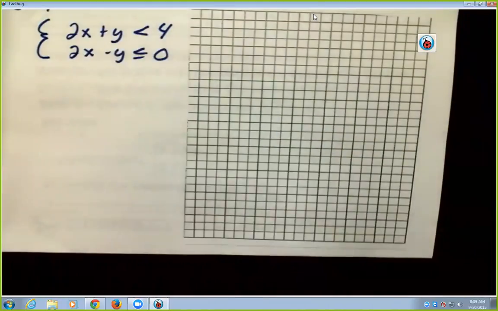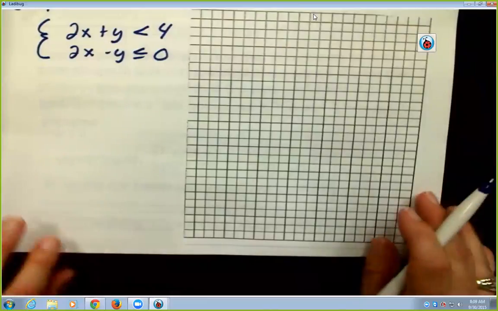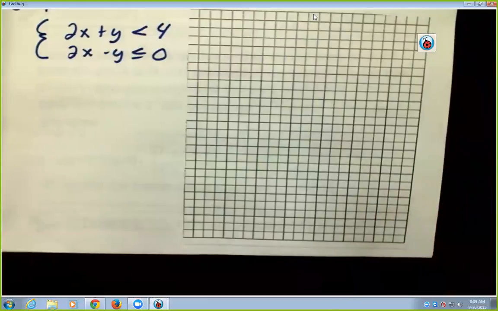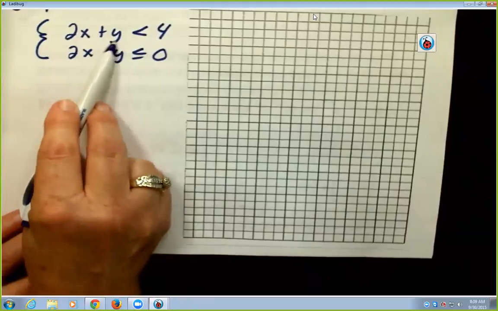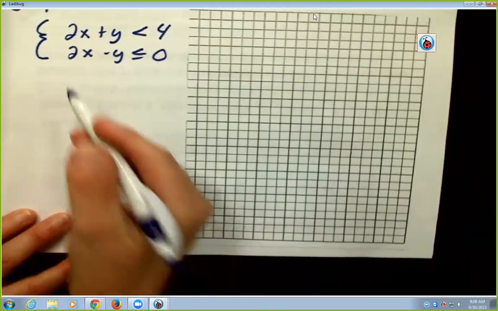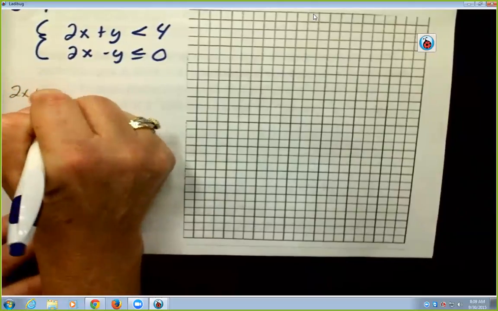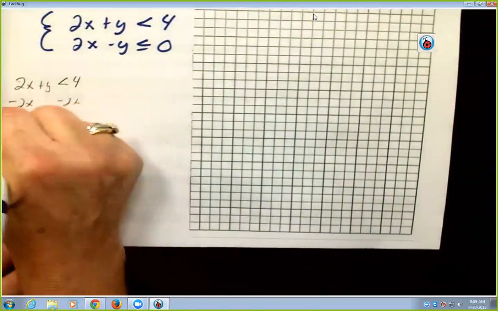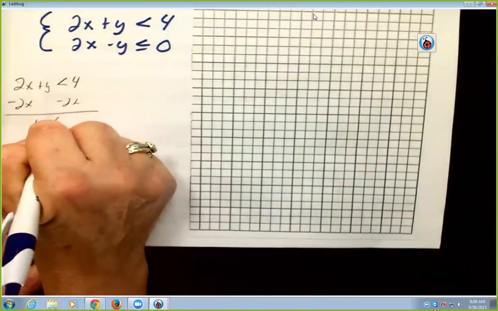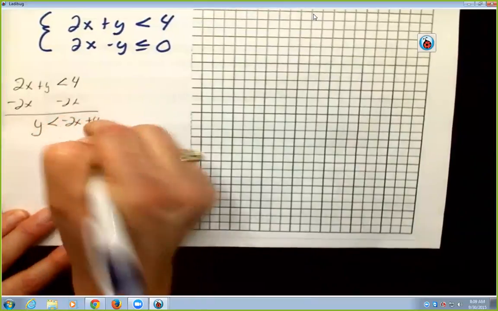So let's look at one. And let's go through and see if we can do the graphing on this one. And so what I have there is, of course, two equations. And with those two equations, I need to be able to graph those. So to graph them, I need to take each equation and get it so it's set equal to y. So when I do that, if I take 2x plus y is less than 4, I move my 2x over. So I end up with y is less than negative 2x plus 4.